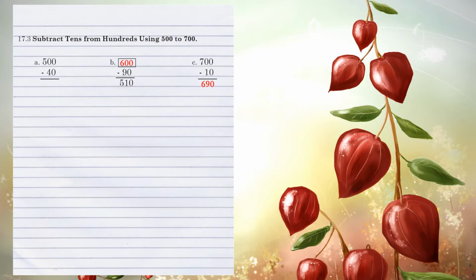In the tens column, 0 minus 4, cannot do that. We have to borrow from the 5, make it a 4. Then we have to make that 0 a 10. Now 10 minus 4 we can do. That's a 6. Then we bring down the 4 for a final answer of 460.